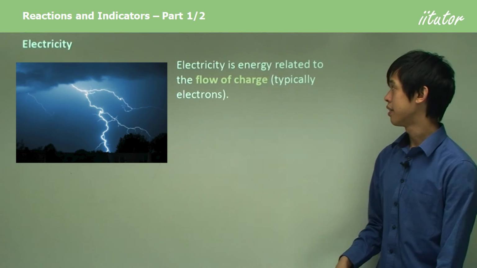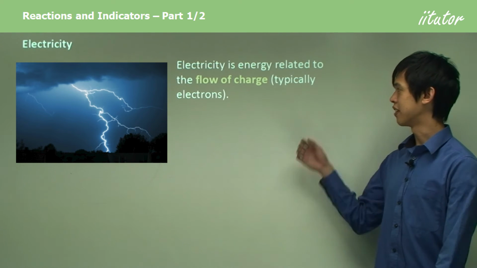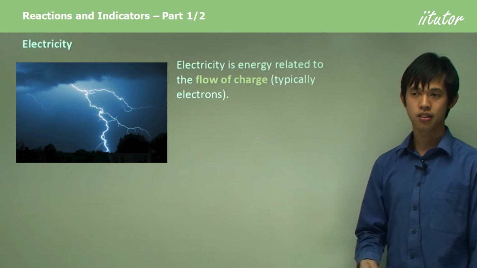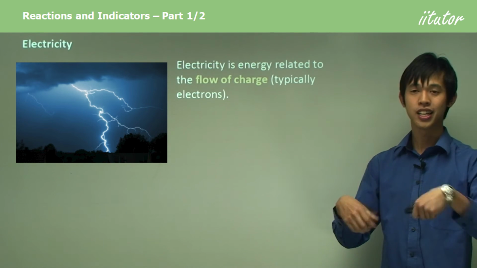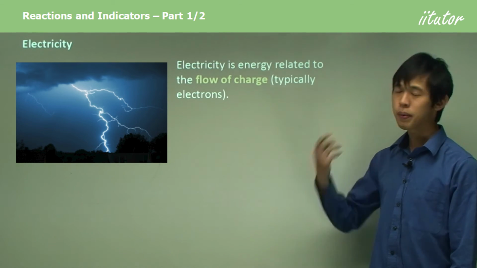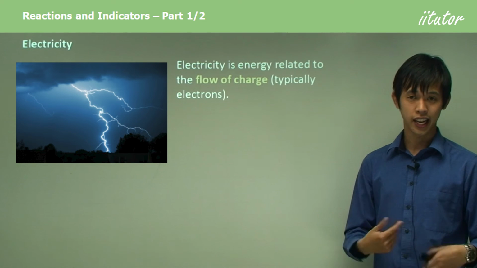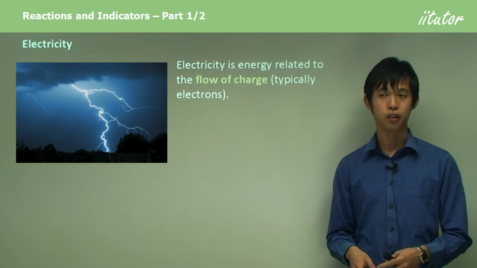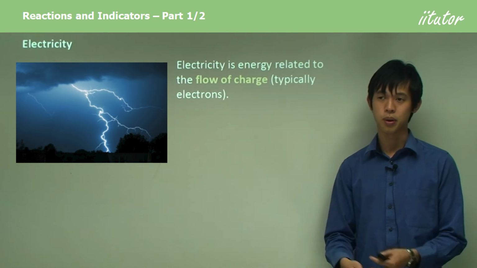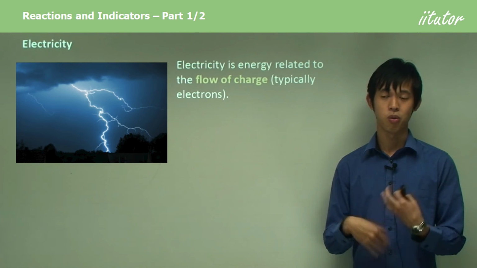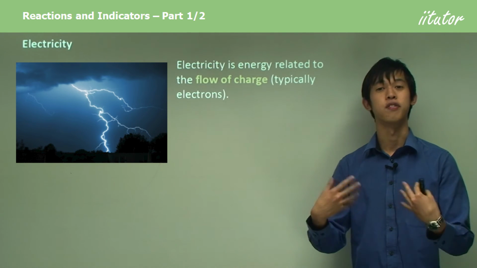Lastly, there's electricity. Electricity is the energy related to the flow of charge. So when we have charges flowing, there's an energy associated with that, and that's what we call electricity. Typically that flow of charge is through the flow of electrons, but sometimes it can be the flow of other charges as well, positive ions or negative ions. Don't be too concerned about what the charges are. Just be aware that electricity is about the flow of charge.